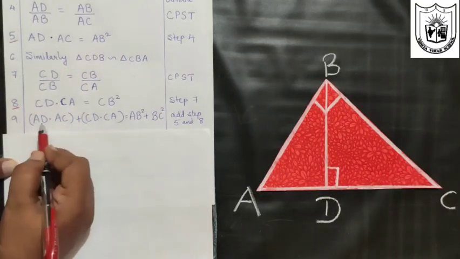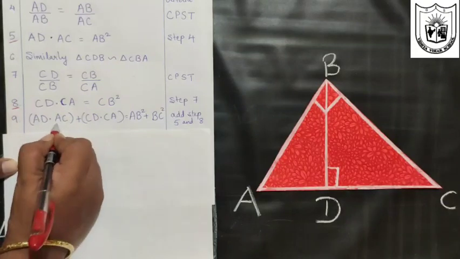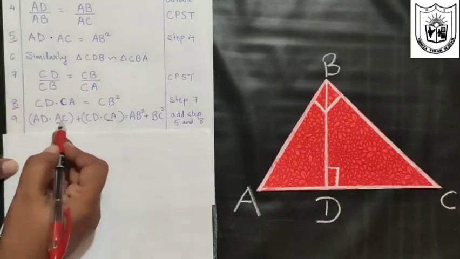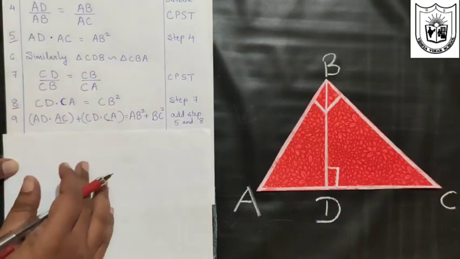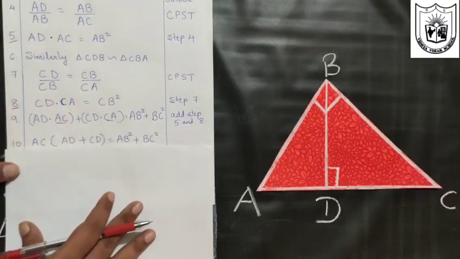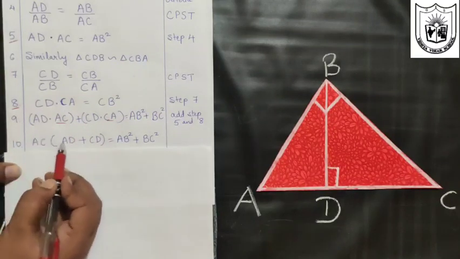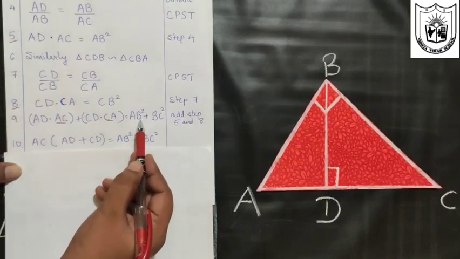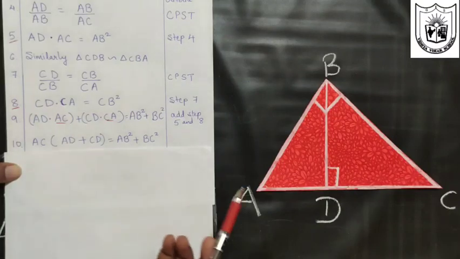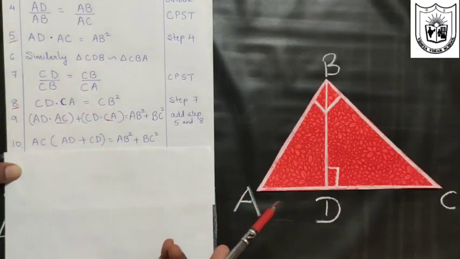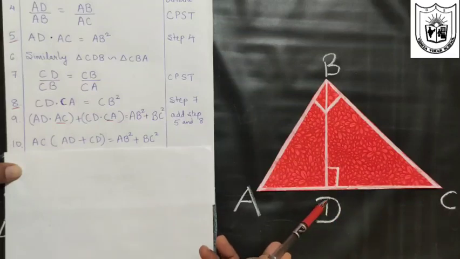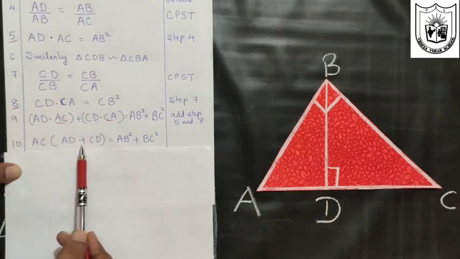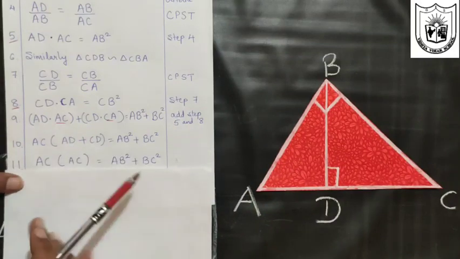So you look at these brackets here. You have AC and AC. CA is also called AC only here. So this line segment is common. So that you'll have to bring outside the bracket. So if this is brought out, what will remain here? We have AD which is remaining and CD which is remaining here will be equal to AB square plus BC square. Now look at the figure, AD plus CD. If these two line segments you add, we have this line segment AC. So AD plus CD can also be written as AC here.